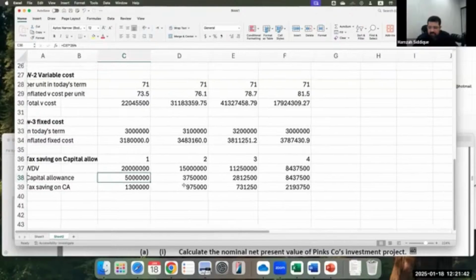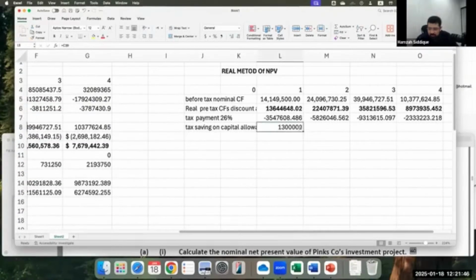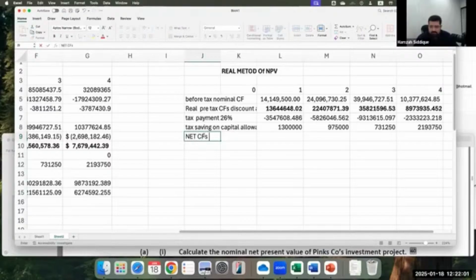Yes, it is the same. Tax saving on capital allowance. It will be added. So now, then is net cash flows.